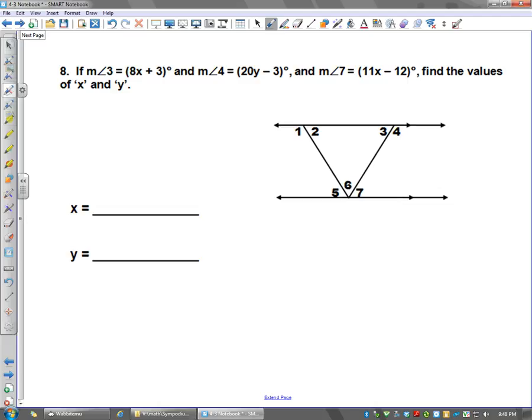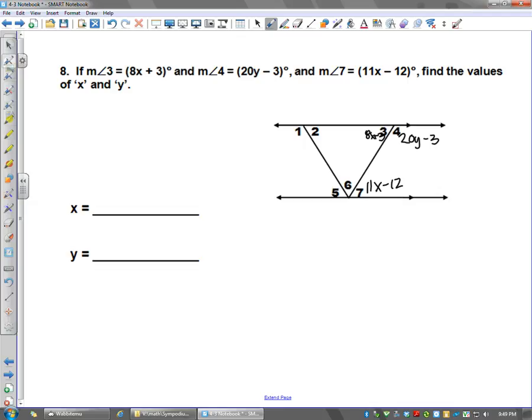All right, number 8, the measure of angle 3 is 8x plus 3. The measure of angle 4 is 20y minus 3. And the measure of angle 7 is 11x minus 12. Find the values of x and y.